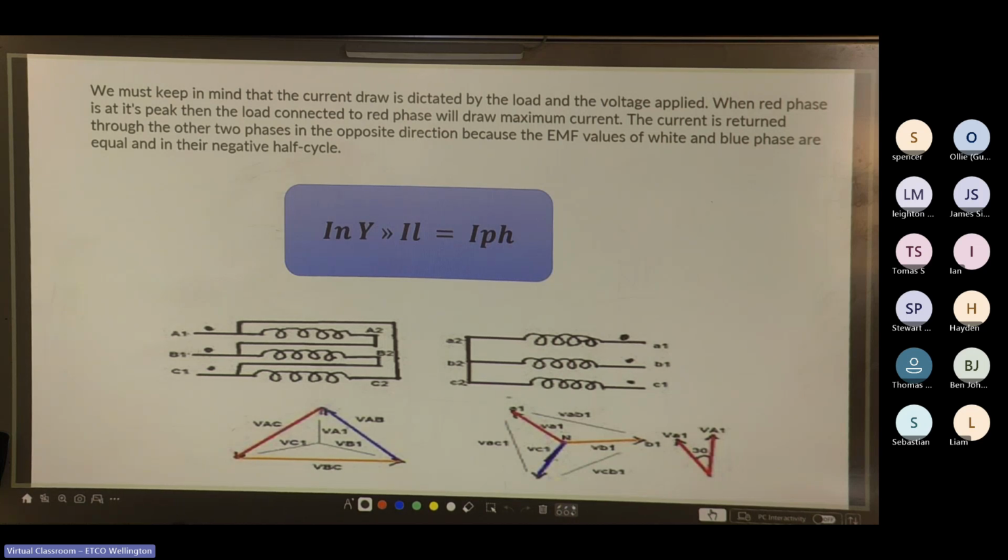So in star, IL equals I phase. So in a star connection, current is always the same. So if you're asked for a delta star transformer, for example, and they give you the secondary line current, you know that the secondary phase current is going to be the same.